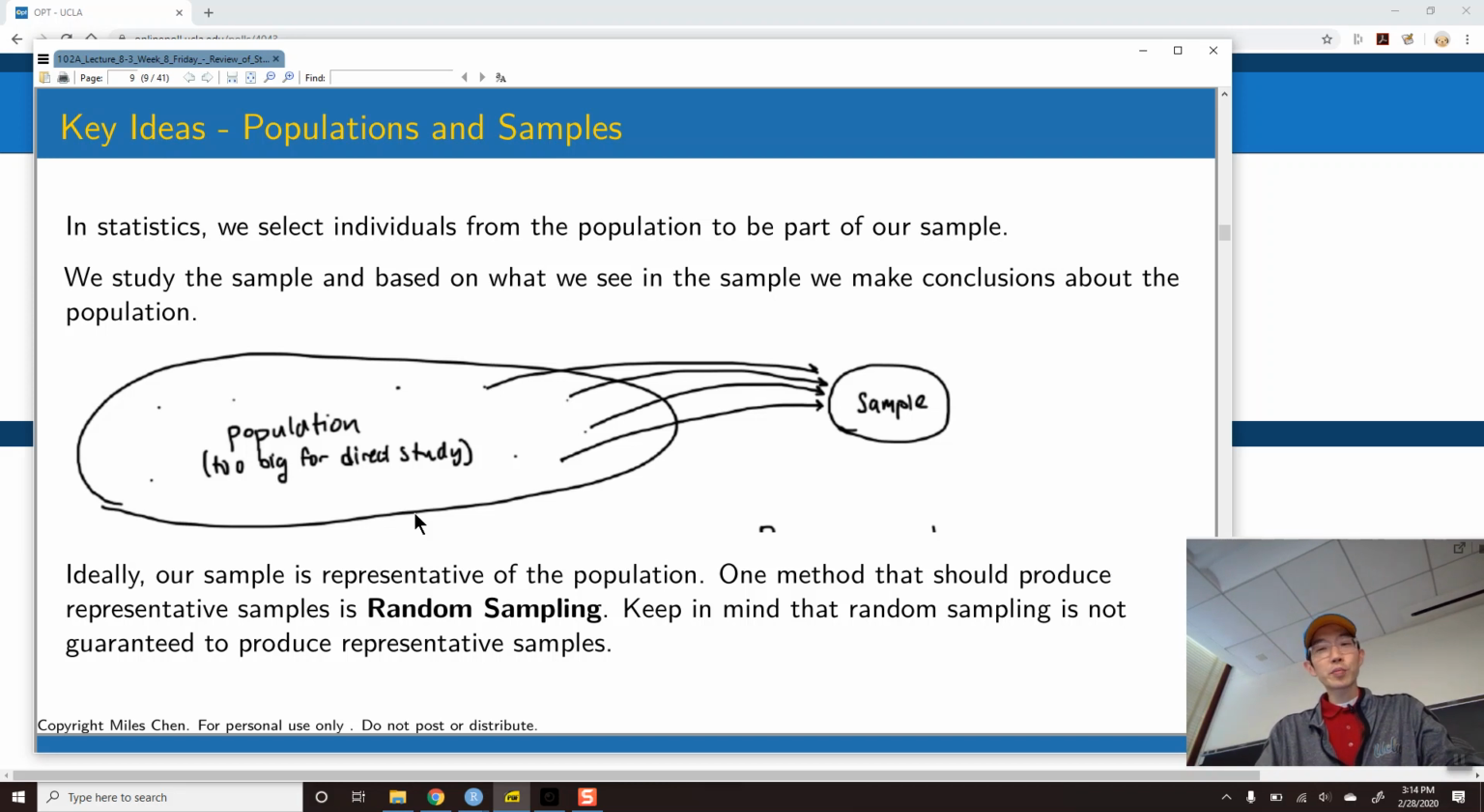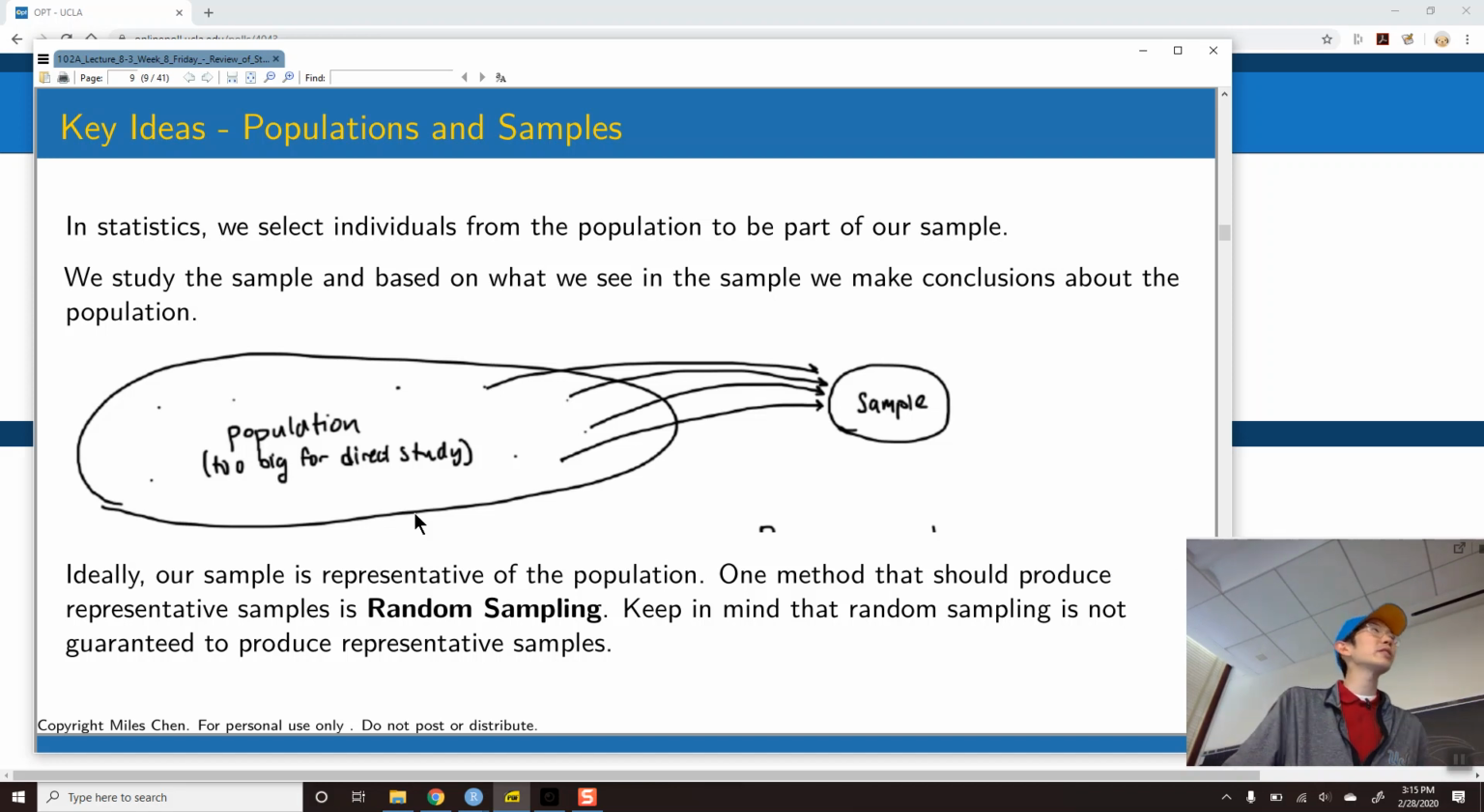One method that should produce representative samples is random sampling, but that's actually hard to do, right? And random sampling itself is not guaranteed to produce representative samples, okay? So ideally we get representative samples, and we might do random sampling, but it's not even guaranteed to produce representative samples.